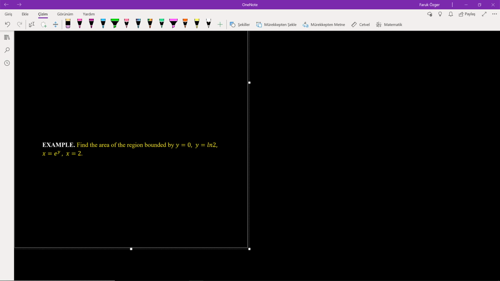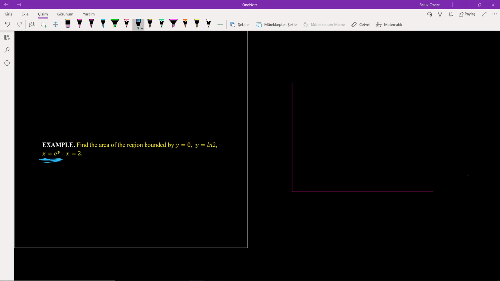Let's first have the xy axis here. Okay, this is the xy axis, and what is x equals e to the power y? X equals e to the power y means y equals ln x, right?